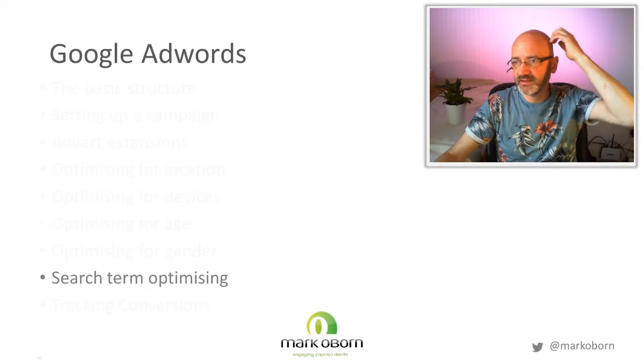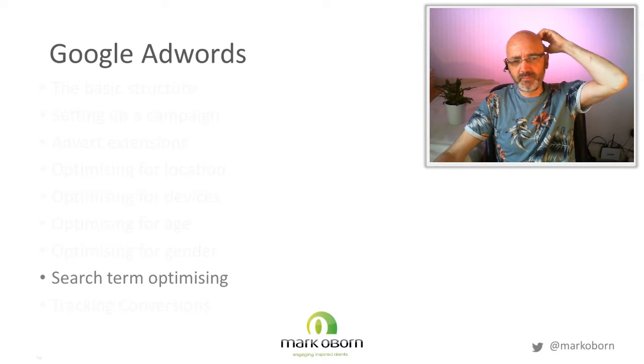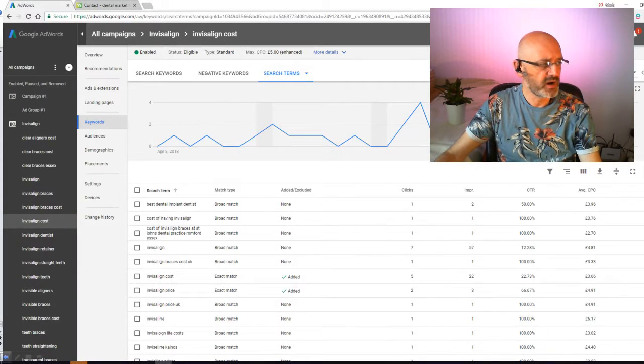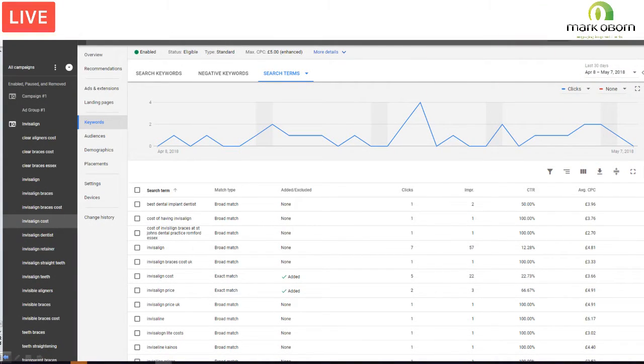Search term optimizing. Sometimes we may be bidding on terms that we don't particularly want, so we can optimize for search terms. Let's have a look at that. If we click on the keyword section on the left-hand side of your AdWords interface, you'll see at the top here you'll have search keywords, negative keywords, and search terms. If you click on search terms, that will show the search terms that your advert has been displayed for.